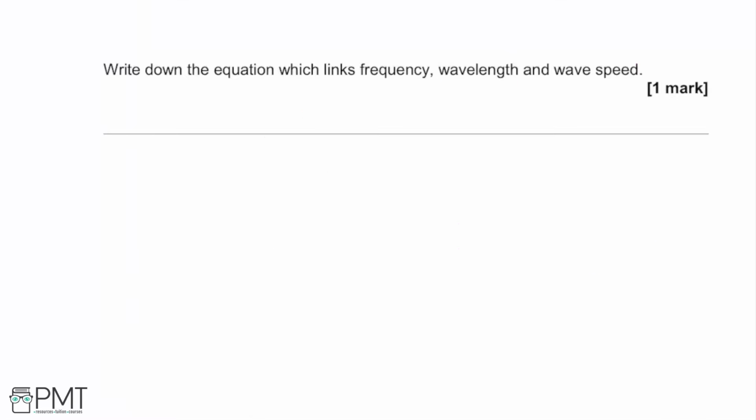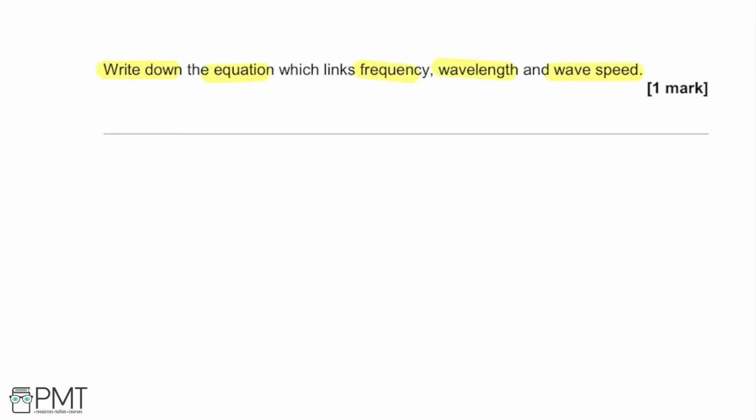So in this question, I'm asked to write down the equation which is going to link the following variables, so frequency, wavelength and wave speed. The command words here are write down, and the question's worth 1 mark, so I simply need to state the equation here to get this mark.